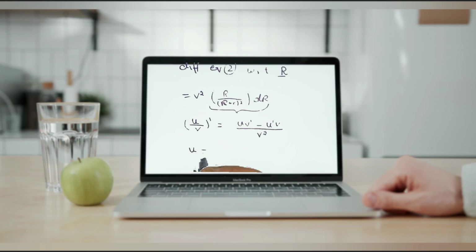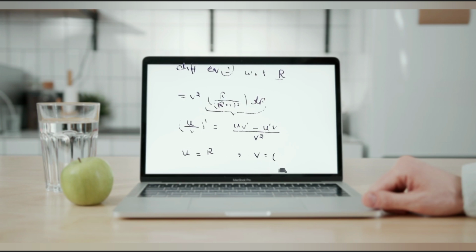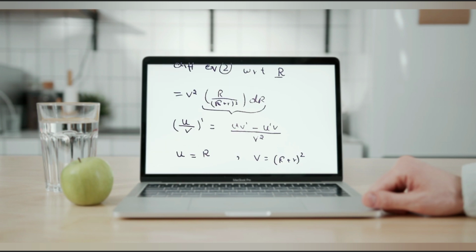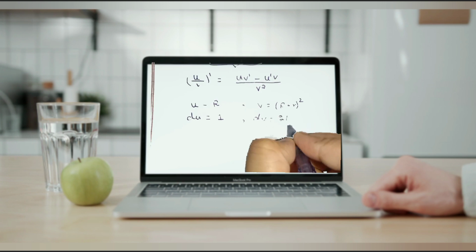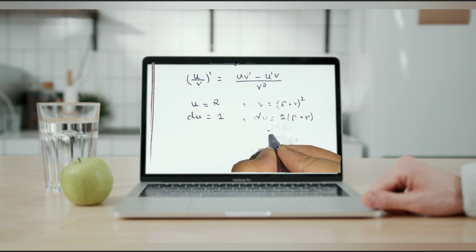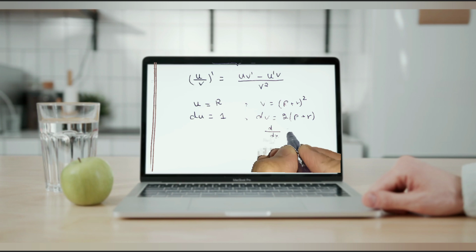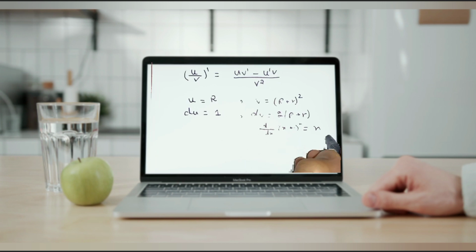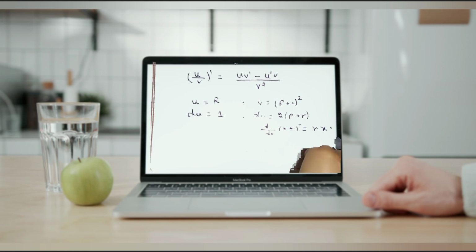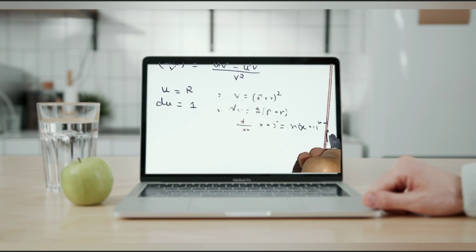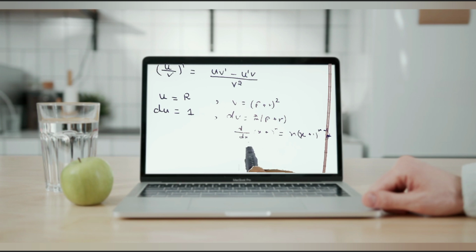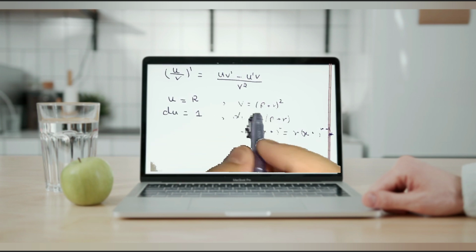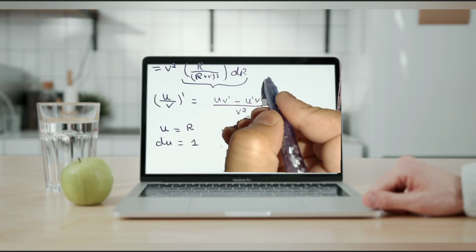Now let us write our u, v, and their derivatives. Our u is capital R and v is capital R plus small r whole squared. u dash will be equal to 1, because this is our variable, and v dash is equal to 2 into capital R plus small r. Here we use the power derivative formula: d over dx of (x plus 1) to the power n is equal to n into (x plus 1) raised to the power n minus 1 into the derivative of x plus 1, where the derivative of x is 1 and the derivative of a constant is 0. So we obtain 2 into capital R plus small r, power is 2 minus 1 equals 1. We call this equation number 3.